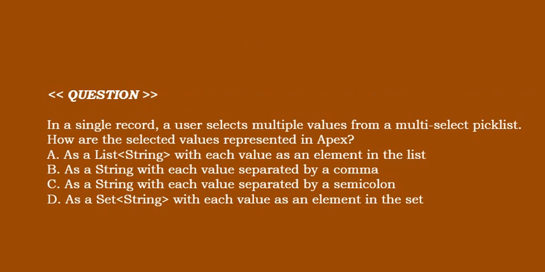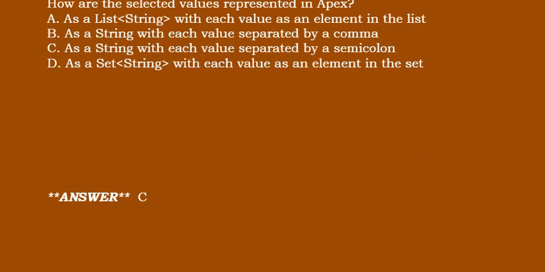Option A. As a list string with each value as an element in the list. Option B. As a string with each value separated by a comma. Option C. As a string with each value separated by a semicolon. Option D. As a set string with each value as an element in the set. Correct answer is option C.